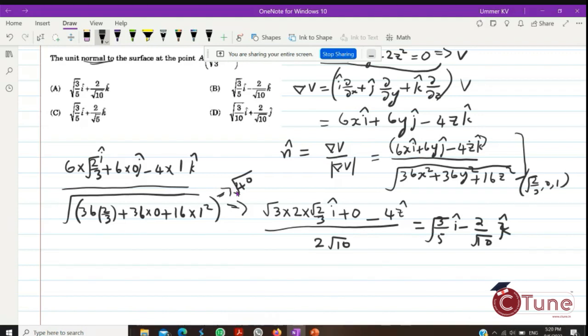If you are taking x, y, z like that, this will be x cap, z cap, right? In the answer, it is always written as i cap, k cap like that. So what is the answer here? Look at this expression. Option A, option B, option C. Which is the answer? Square root of 3 by 5 i cap minus 2 by root 10 k cap. So this is B, right? B is the correct answer. So just respond to me when I am asking. You can unmute and reply to me, okay?